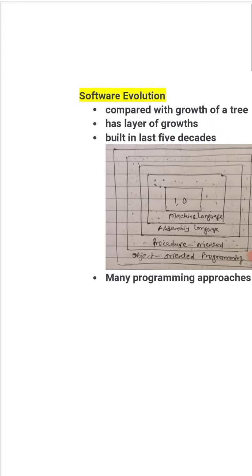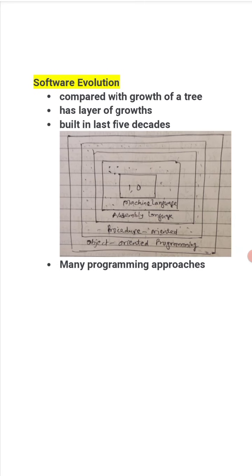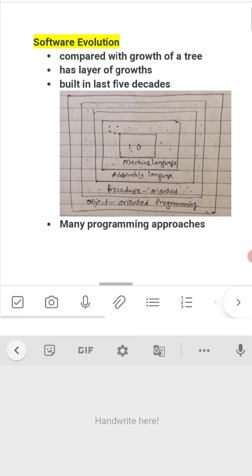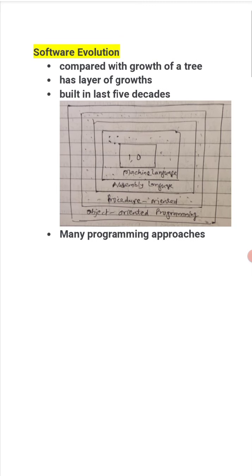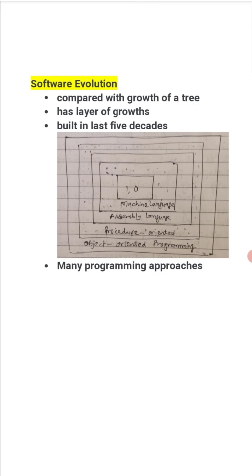Now we discuss software evolution. Evolution of a software technology can be compared to the growth of a tree. Like a tree, software evolution has had distinct phases, or we can say layers of growth. These layers were built up one by one over the last 5 decades.